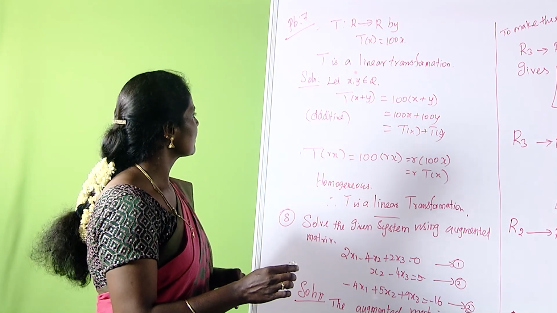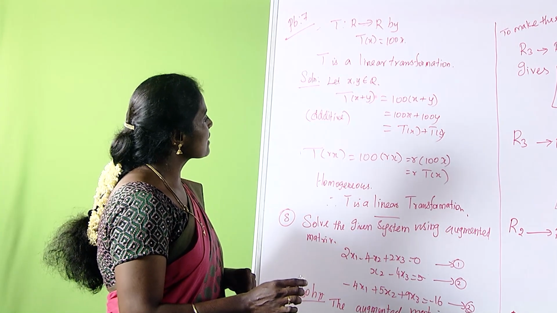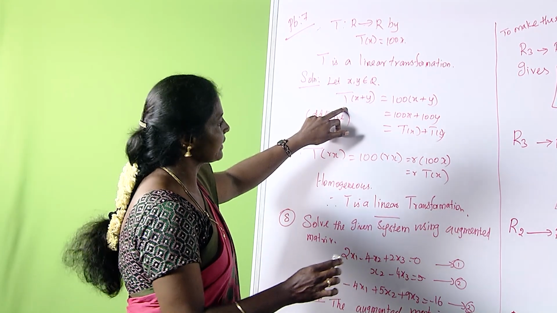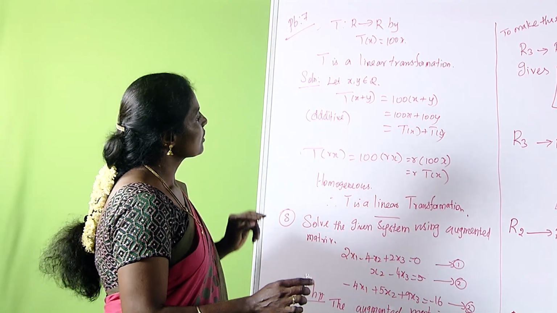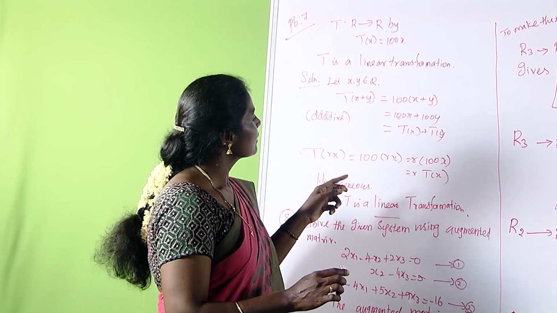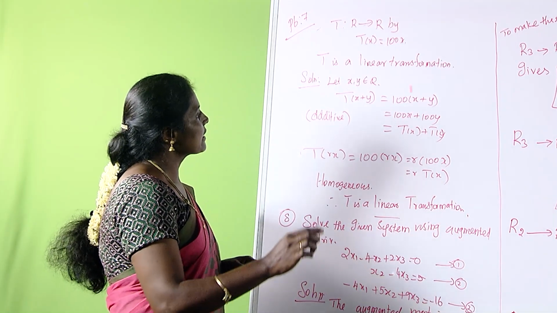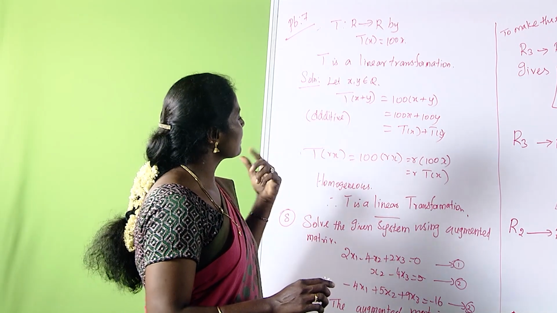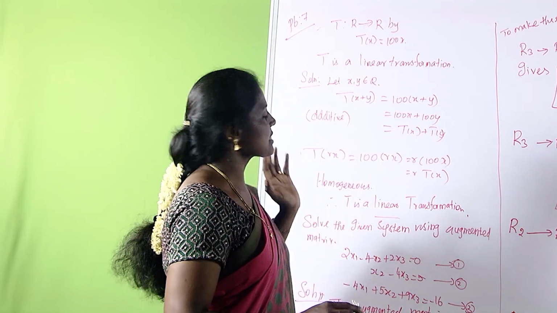The first one is, if two elements x and y belong to R, then T of x plus y can be written as, as per definition, T of x equal to 100x. T of x plus y equals 100 times x plus y. Because 100 is a number, we can multiply by 100 here. Therefore, 100x plus 100y, where 100x means T of x, 100y means T of y. So additivity holds, that means T of x plus y equals T of x plus T of y.